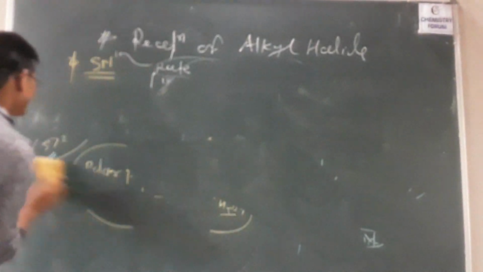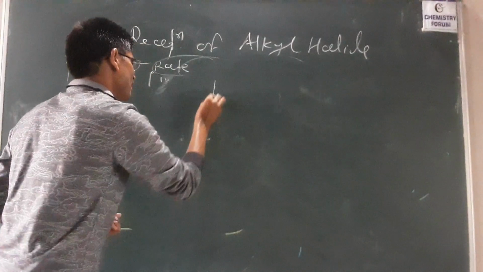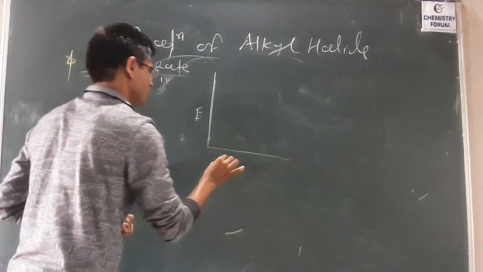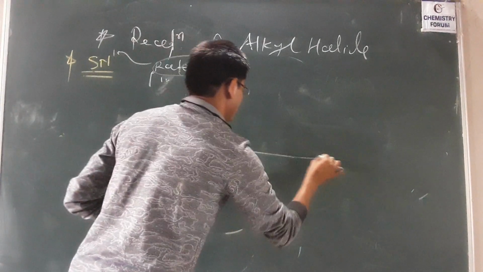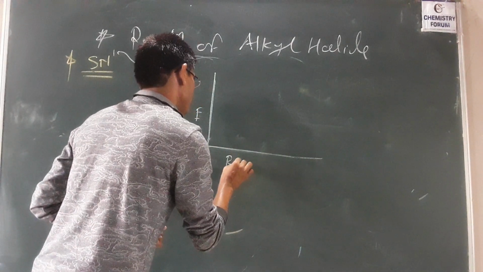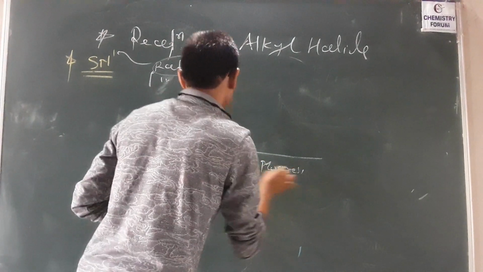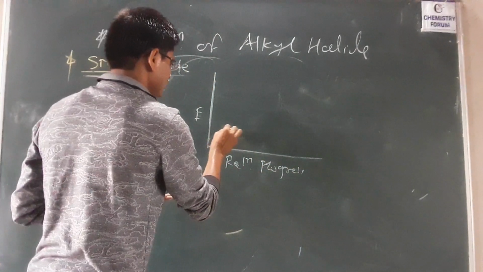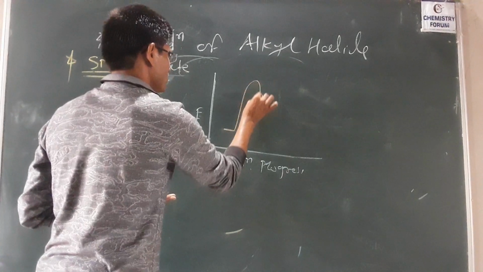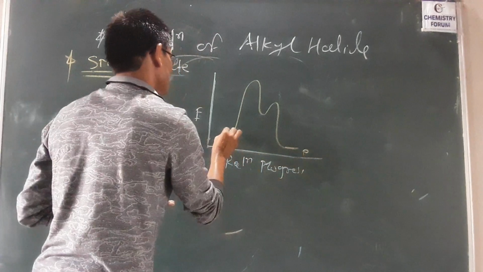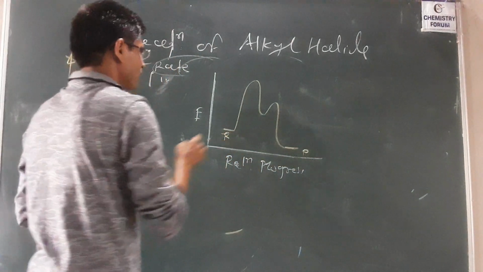So what is the energy profile diagram for the SN1 types of the reaction? We are having this is what energy here and this is what reaction coordinate. This is what reaction progress or reaction coordinate progress. So what happened here? We are having this is the reactant. This is the one step and this is the second step. Here the product is formed. This is reactant.